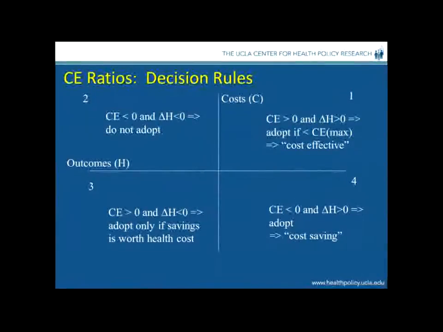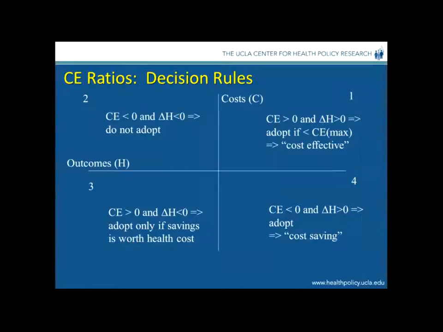I want to spend a couple minutes talking about the cost effectiveness decision space. If we do a simple two-dimensional graph of outcomes on the x-axis and cost on the y-axis, what this does is it leads us into four quadrants that have different implications for decision making. So starting with quadrant 1, where costs are higher and health outcomes are better.